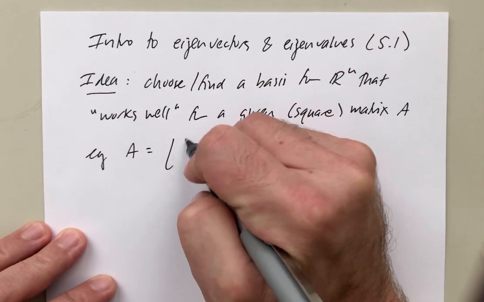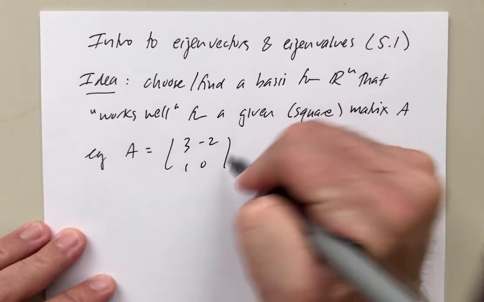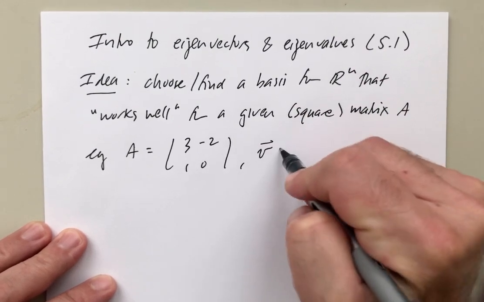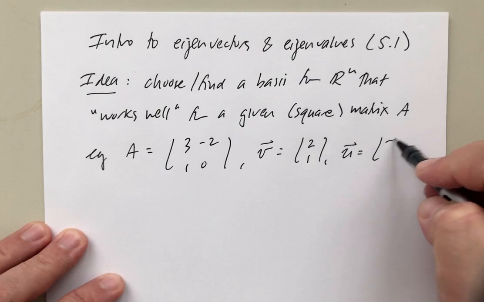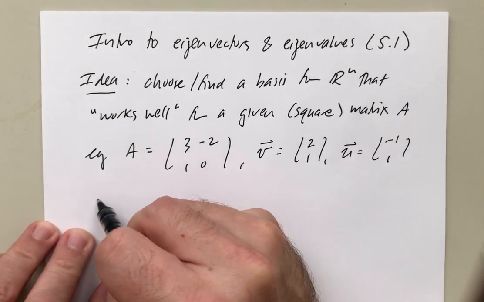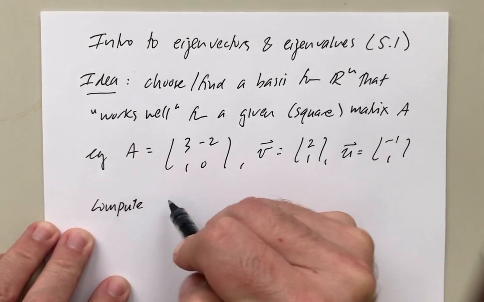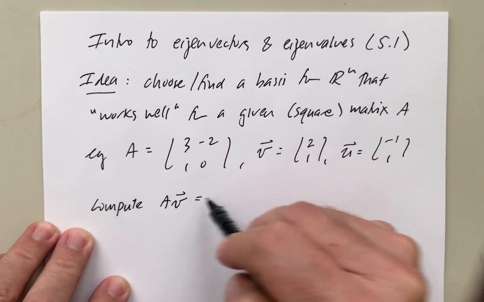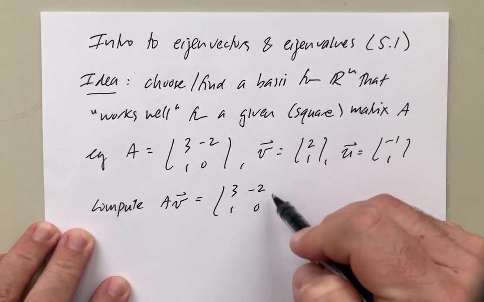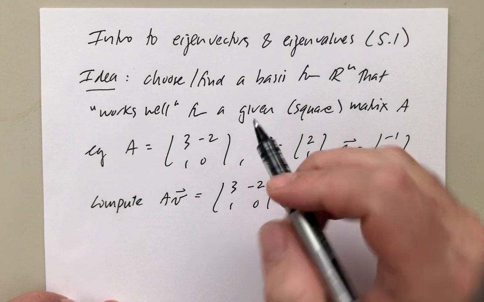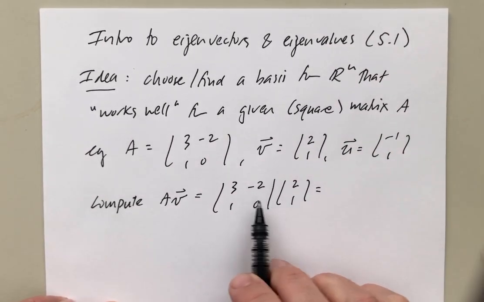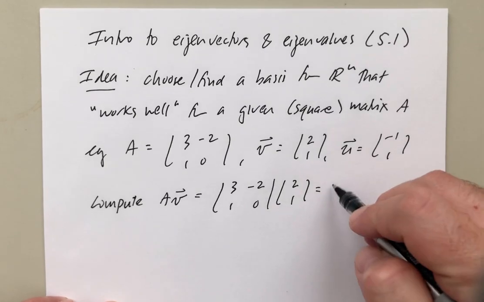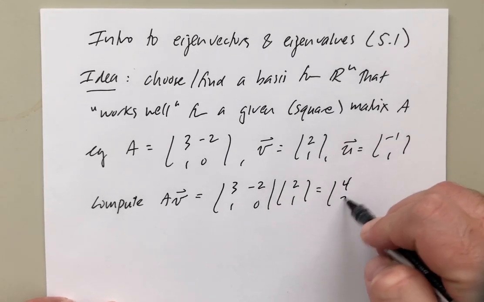Let me give you an example of this. If A is this small 2 by 2 matrix here, and let me take a vector V that's 2, 1, and another vector U that's minus 1, 1. Let's compute what A times V is. We know it's going to be another vector in R2, because this is a 2 by 2 matrix. It eats vectors in R2 and spits them out in R2. So the first entry is 6 minus 2, which is 4, and the last one is 2.